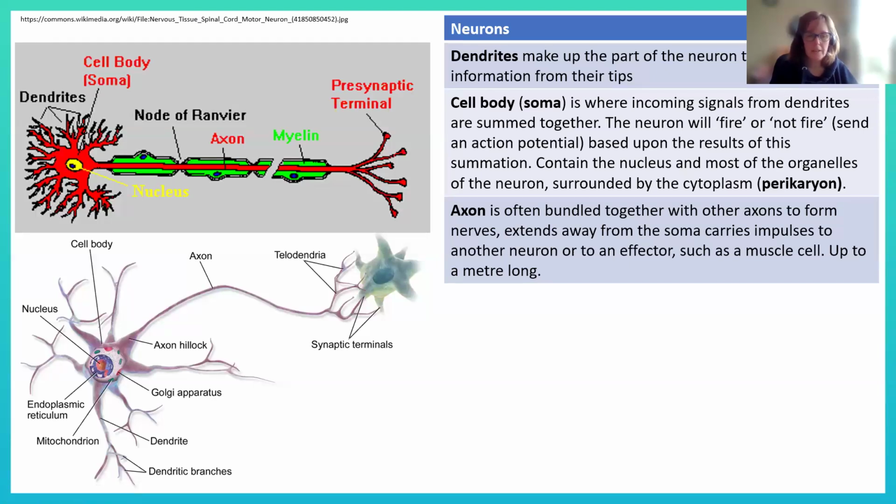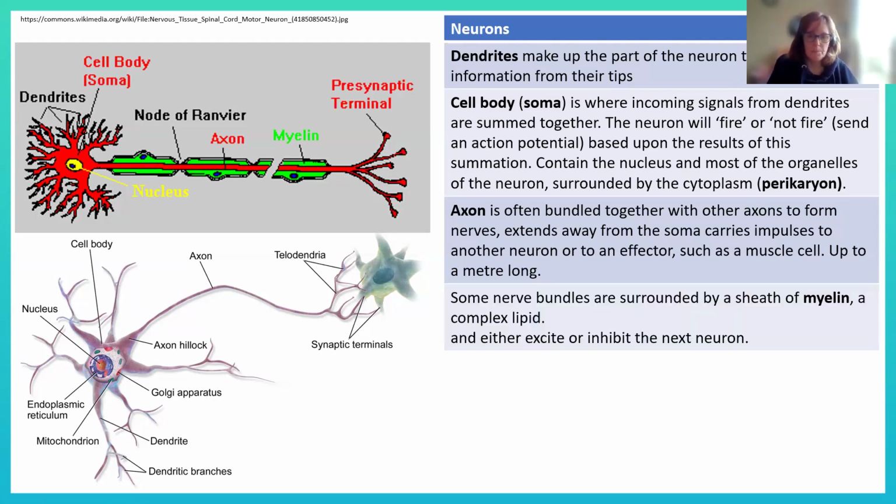And when they're bundled together, they make up a nerve. And it extends out from the cell body, or the soma, and it carries the impulses wherever they've got to go, all the way to your fingertips maybe, or all the way to your toes.